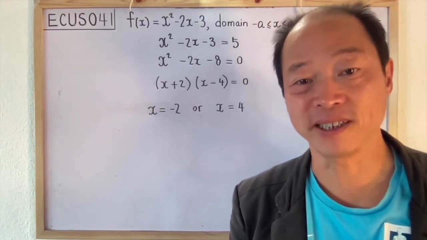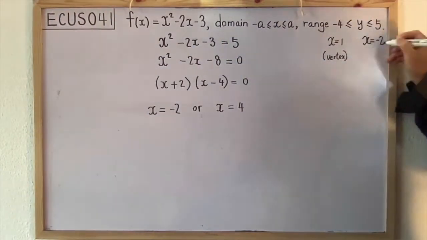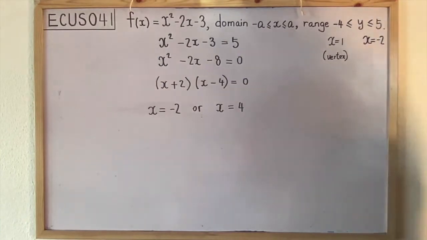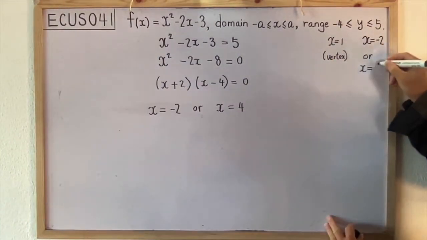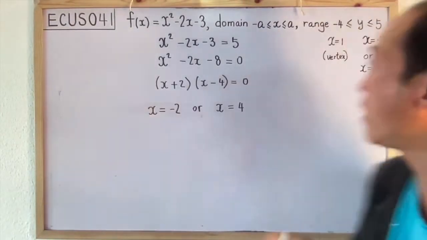There are two possibilities. When x equals minus 2, the function output is 5. Or when x equals 4, the function output is also 5.